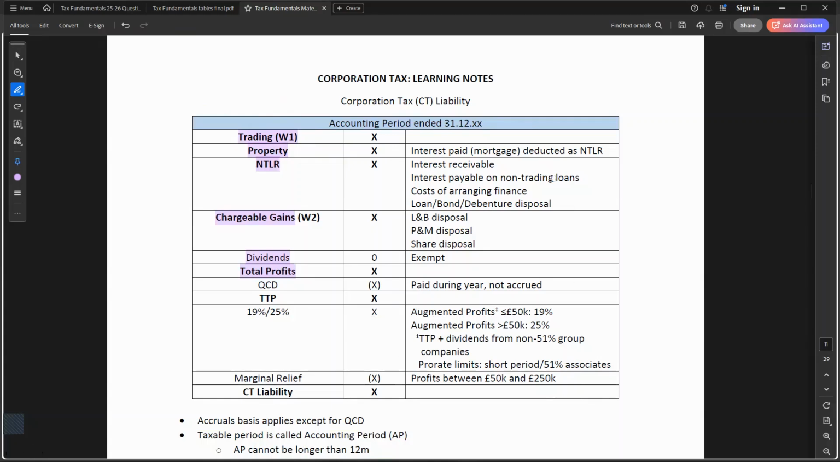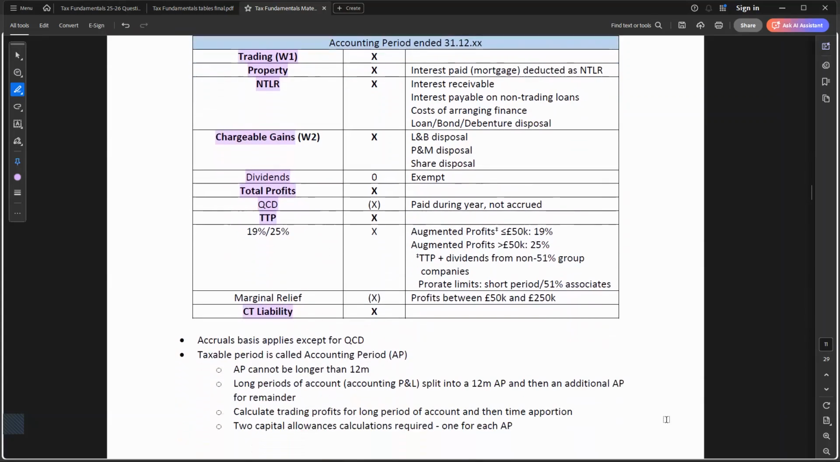So as we said here, we've got the pro forma for corporation tax coming down to total profits. There's then a further deduction, qualifying charitable donations, which we'll also look at. And we then come down to our total taxable profits. We'll then look at how we compute the actual tax liability, the corporation tax liability, based on the total taxable profits.